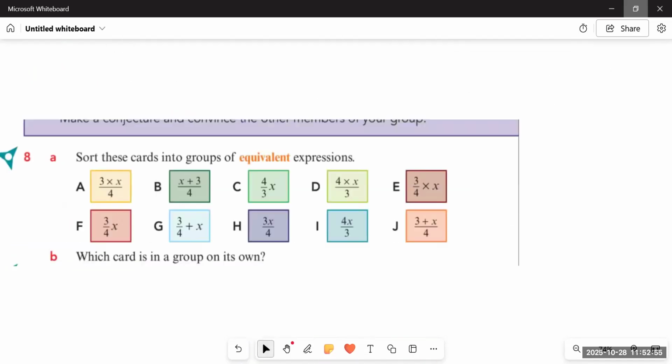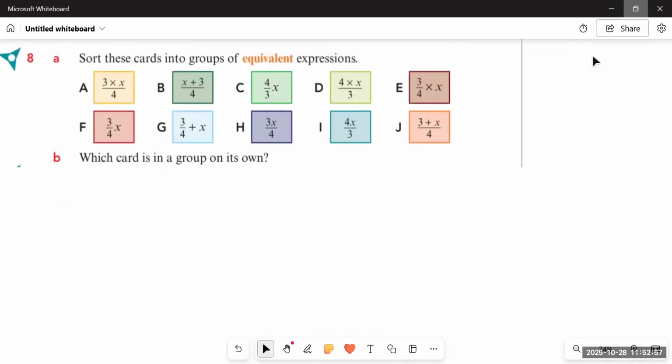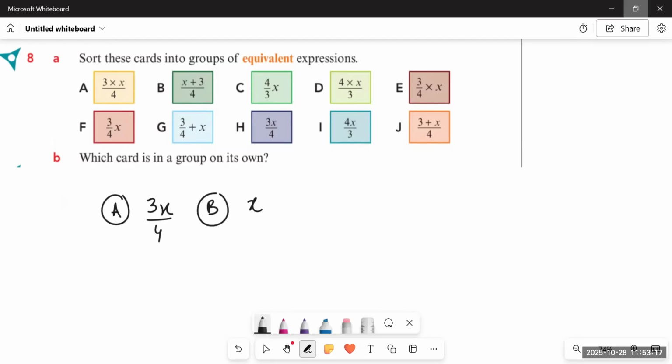Next, we have question number 8. It says, sort these cards into groups of equivalent expressions. We have to figure out which of these expressions are the same. If we talk about 3 multiplied by x upon 4, it's actually 3x upon 4. A is 3x upon 4. B is x plus 3. We can't simplify it further because it's x plus 3 and they are unlike terms, so we cannot add them up.